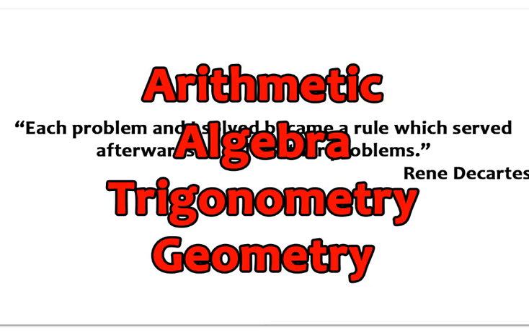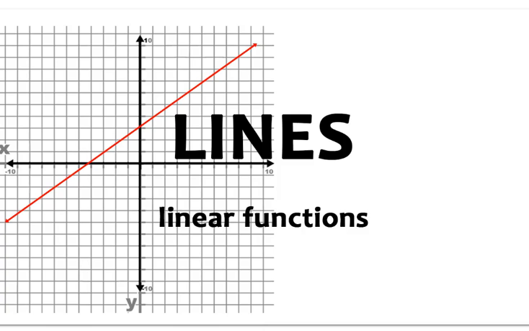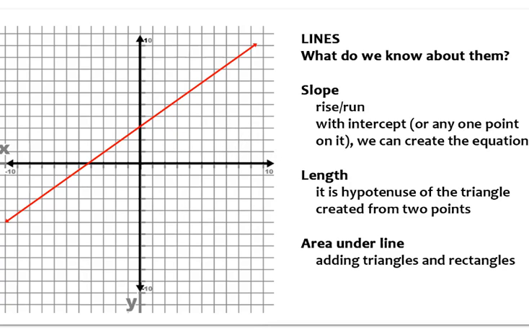So let's start off by looking at lines, otherwise known as linear functions. A straight line function, we all know certain things about them. Let's talk about the things that we already know about lines. Well, we know how to get the slope. If you recall, the slope is created by the rise over the run. This is stuff you've done for years now, so you should know it pretty easily. Ask yourself, how do I get the slope? That's the rise over the run.